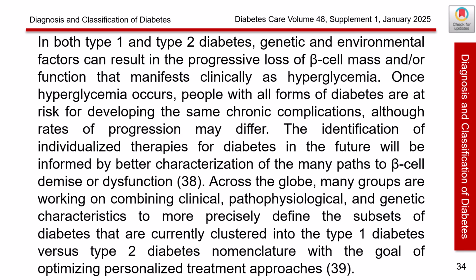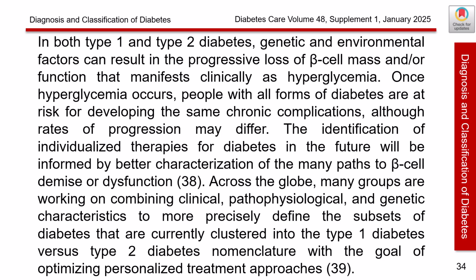In both type 1 and type 2 diabetes, genetic and environmental factors can result in the progressive loss of beta cell mass and/or function that manifests clinically as hyperglycemia. Once hyperglycemia occurs, people with all forms of diabetes are at risk for developing the same chronic complications, although rates of progression may differ. The identification of individualized therapies for diabetes in the future will be informed by better characterization of the many paths to beta cell demise or dysfunction.